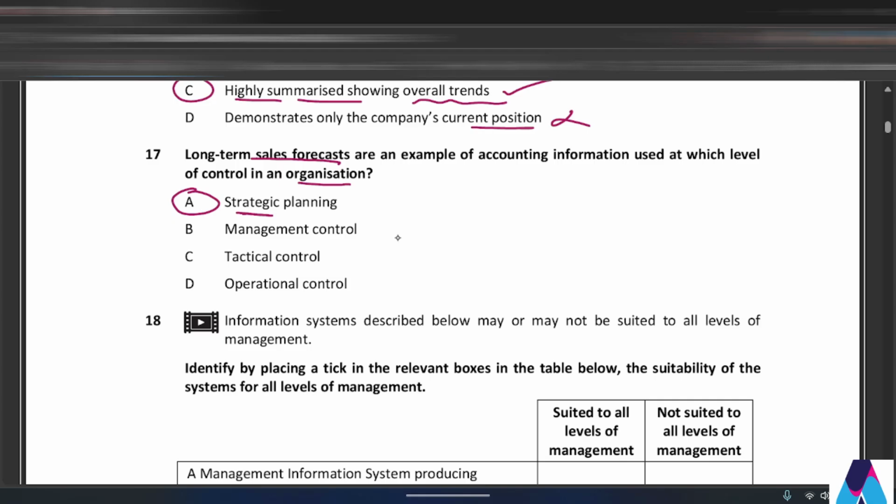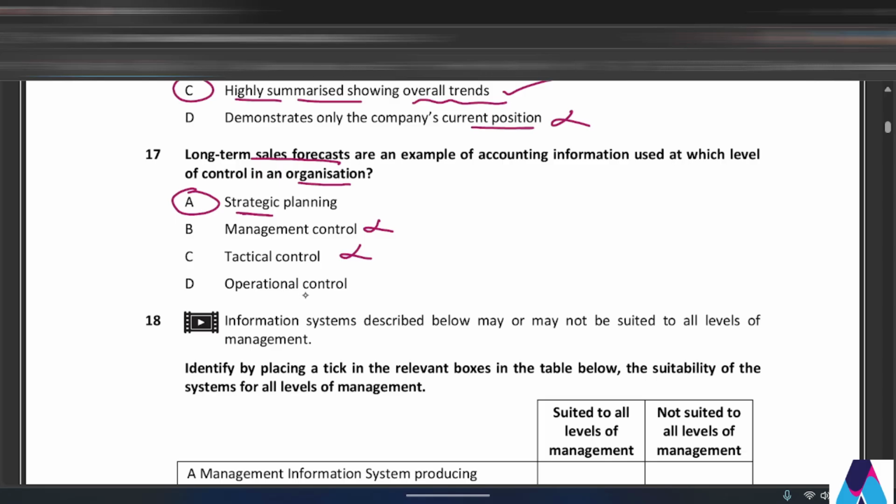Management control, they basically just look at the resources used to achieve the plan, that what are our plans and do we have the resources available to meet those plans, right? So no. Tactical control, tacticals are more medium term, right? They basically just turn the strategies into action, so they are more medium term. So no. Operational control is day to day.